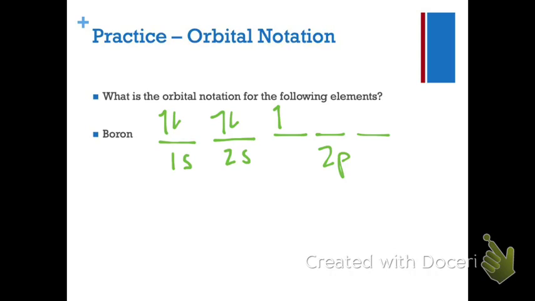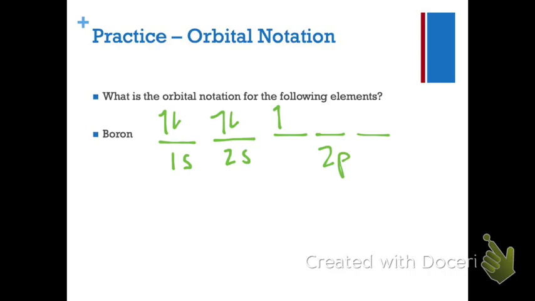Do I need to write 1s2 down here? No. You don't tell me how many electrons are in their orbital, you just show me. You show me with the arrows. You tell me what type of orbital it is, and then here tells me how many is in that orbital. Okay?